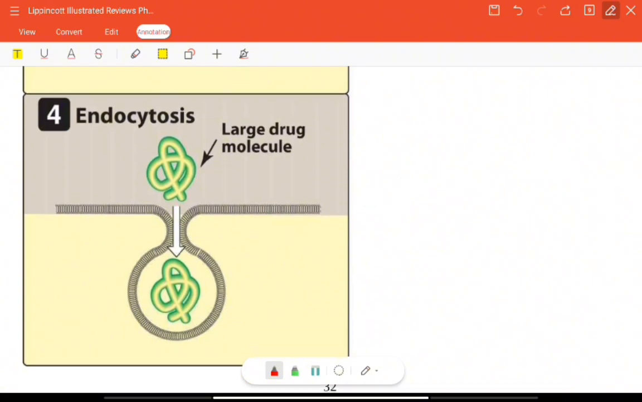Endocytosis is the engulfment of the large drug molecules, and this engulfment goes inside the cell.